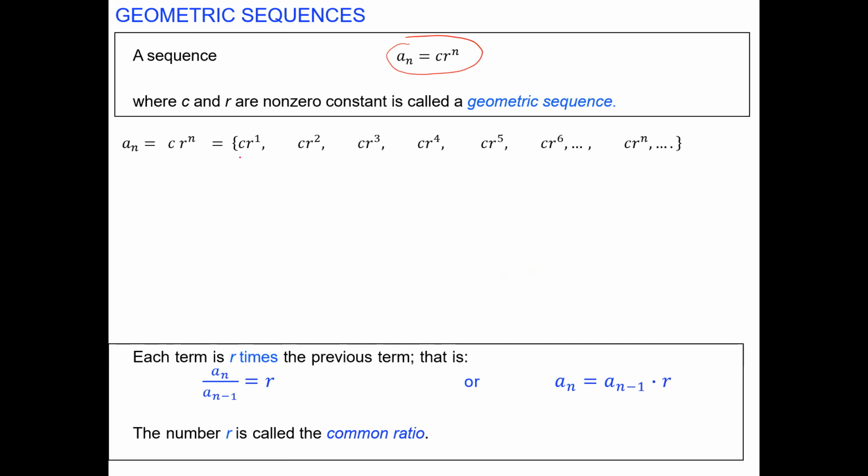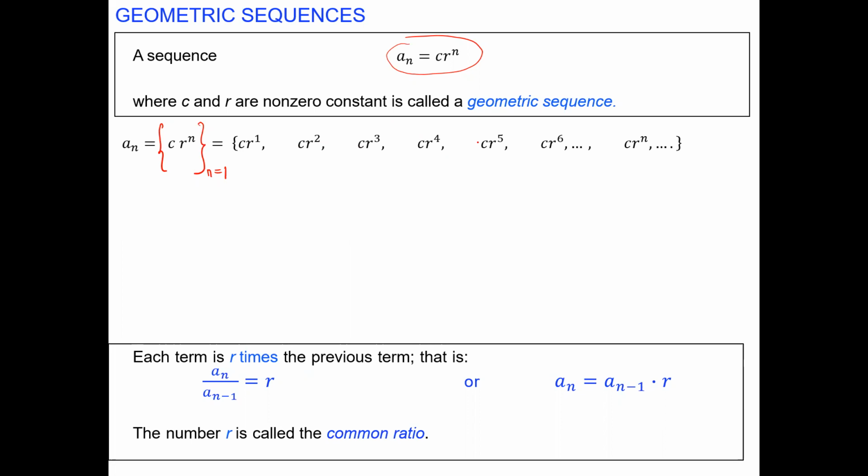Let's check the expanded form, C times R to the power of n, and we're assuming, of course, that we're starting from 1. Then we have these terms. The first term is C R to the power of 1, C R to the power of 2, C R to the power of 3, and so on. We may notice that in order to get the next term, we take the previous one and multiply by R, because it's just R squared, R cubed, R to the power of 4.